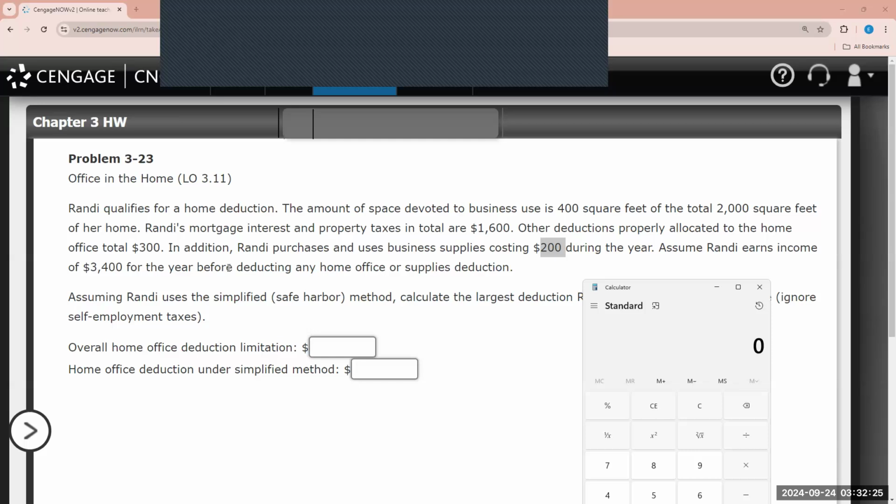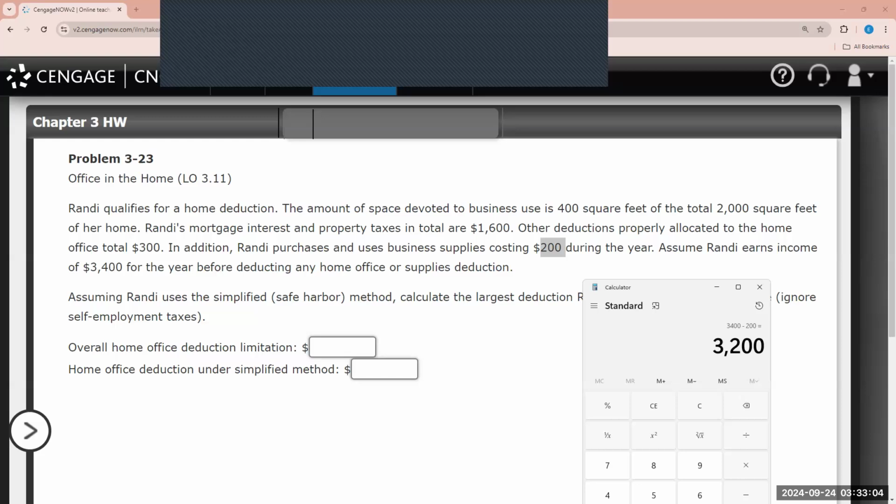So in order to determine our home office deduction limit, $3,400 minus $200, because that supplies expense will be a part of our tentative profit and loss. Keep in mind, as we saw on the Schedule C in the first problem, we have a tentative profit or loss, and then we account for home office expenses. Supplies would be considered a regular expense, not a part of home office. So $3,200 would represent our home office limit.